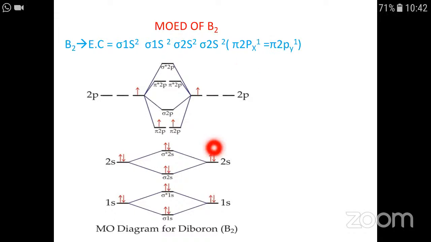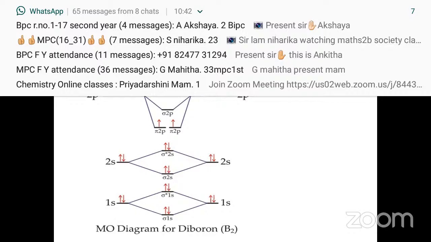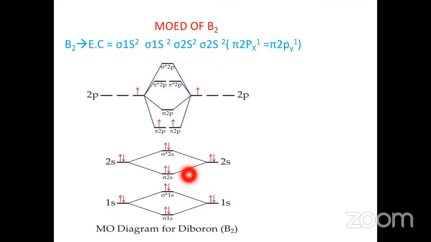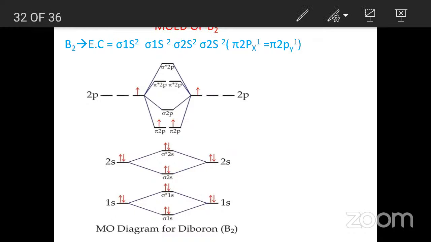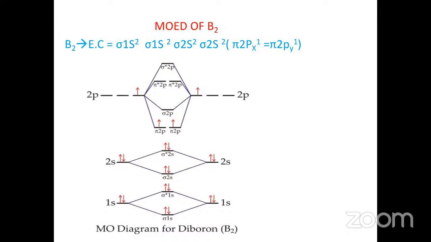Then how to fill the electrons in these? Here these are the boron atom electronic configurations, and these are the B2 molecular orbitals. The boron electron configuration is 1s2, 2s2 and 2p1. Then the B2 electronic configuration is sigma 1s2, sigma star 1s2, sigma 2s2 and sigma star 2s2, and next we fill the electrons.